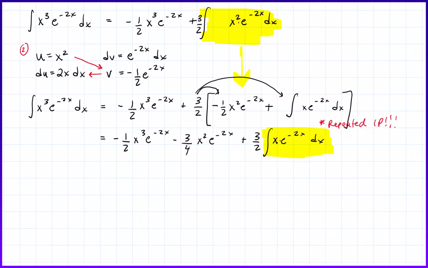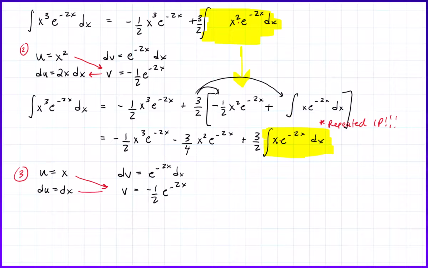So for round 3, our u is going to be x, and our dv is everything that's left, the exponential e to the negative 2x dx. We take the derivative. du is going to become 1 dx, or just dx, and we integrate. v is minus 1/2 e to the negative 2x, and we go ahead and put that back in using our integration by parts formula.